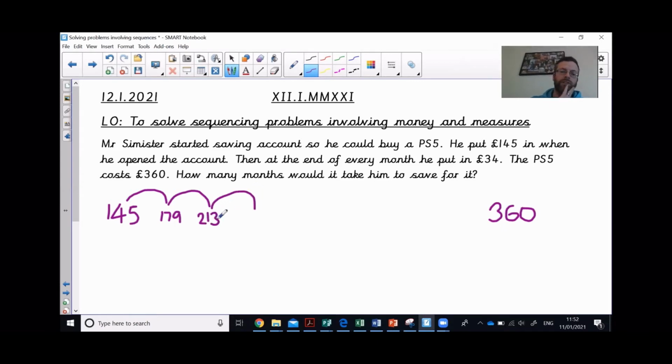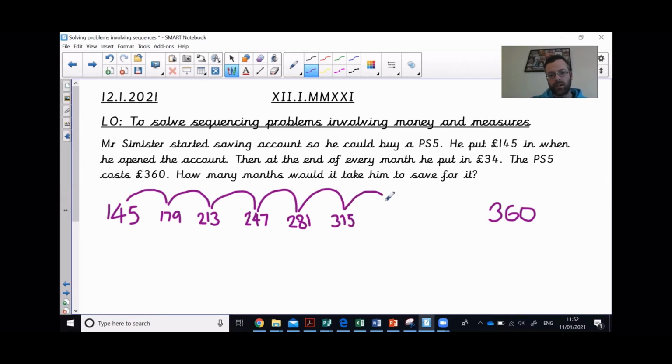Then I'm going to add another 34. So 213 add 30 is 243, add 4, 247. Then I'm going to add another 34. So 277 add 4, 281. Then I'm going to add another 34, and you can see where I'm going with this. So I get to 311 plus 4, 315.